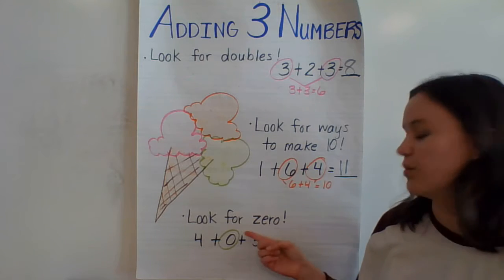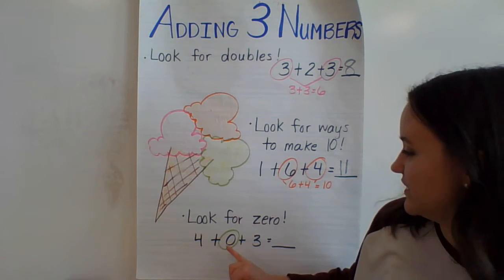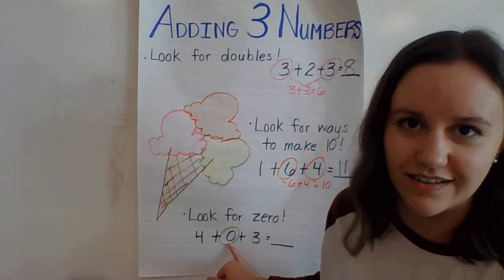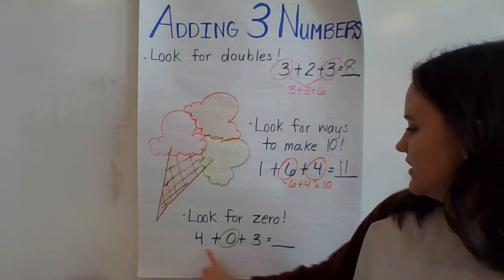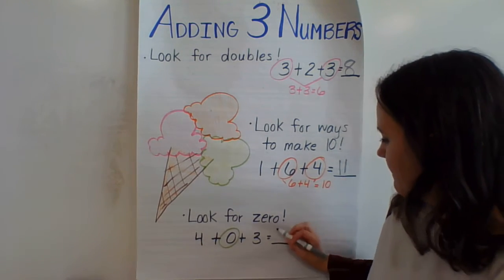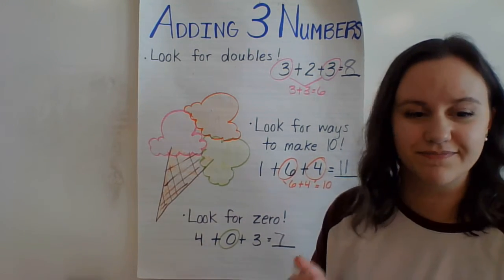Then I'm also going to look for 0. If I'm looking for 0, I don't have to do anything with that. If I'm adding 0 to something, it's not going to change the number. So then I just have to add the other two numbers. 4 plus 3 equals 7.